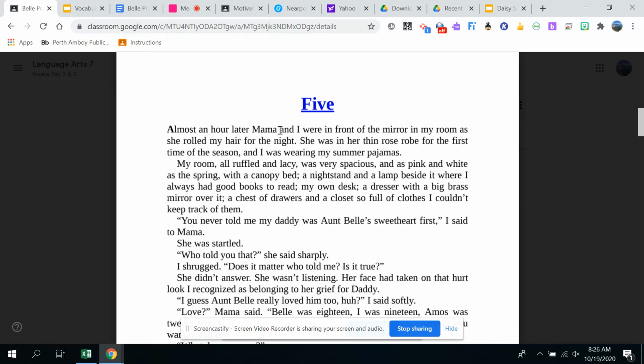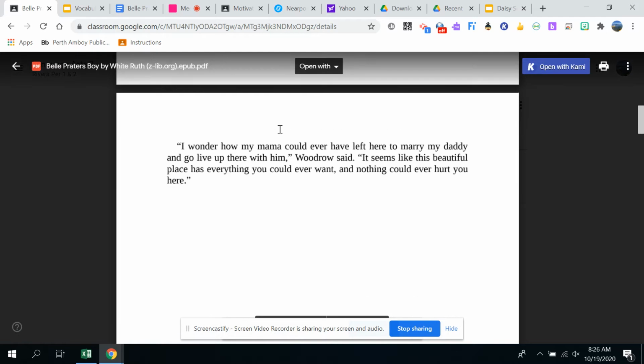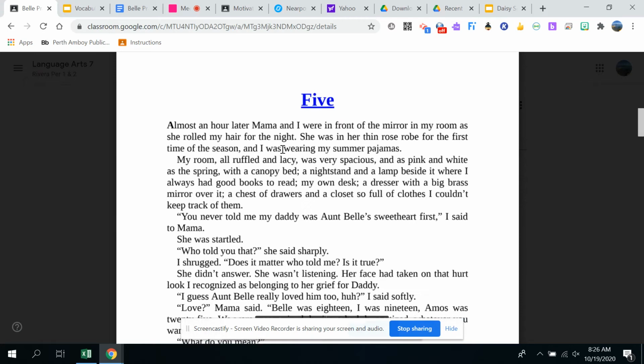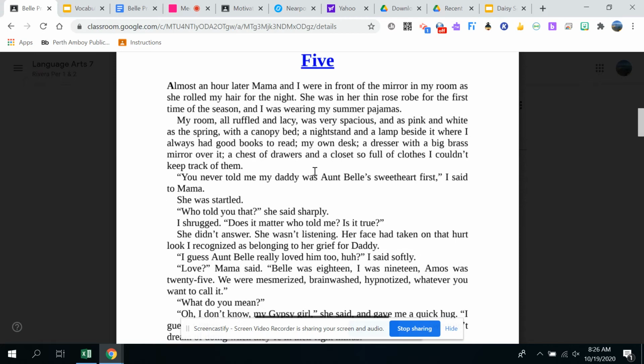Alright, so again, at the end of the last chapter, you had Woodrow kind of talking to Gypsy, telling her how he kind of doesn't understand why his mom left the town to go live in that poor little shack with his stepfather, or his father rather.